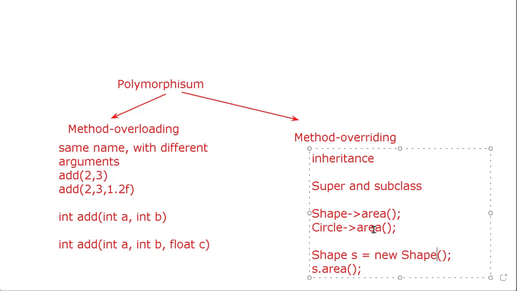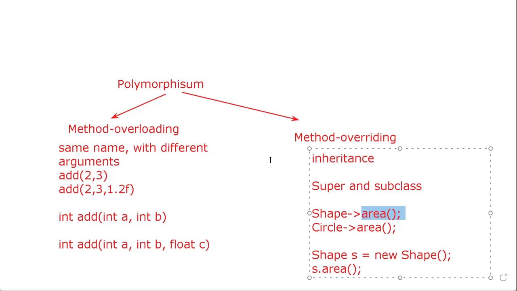Supposing instead of Circle, if it is Shape, which method will it call? Shape area or Circle area? See, I'm doing new Shape. Depending on the object, it will call the area method of Shape. If it is Circle, it will go to Circle. If it is new Shape, it will go to Shape area. That is the concept of method overriding.